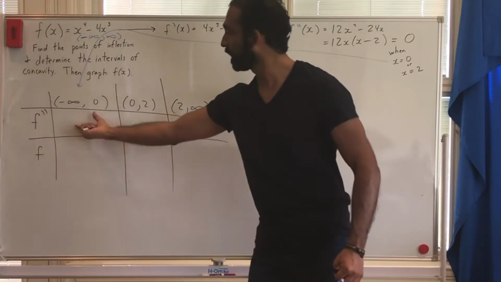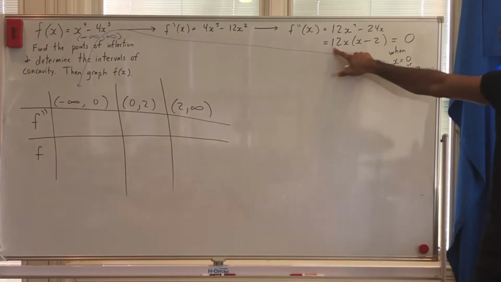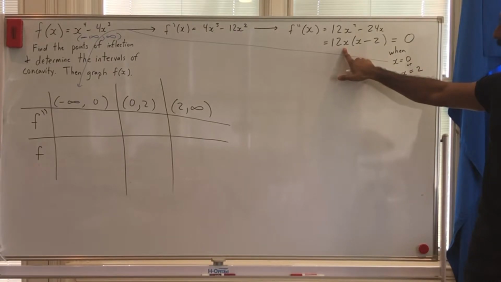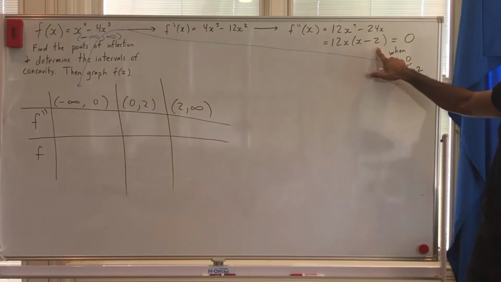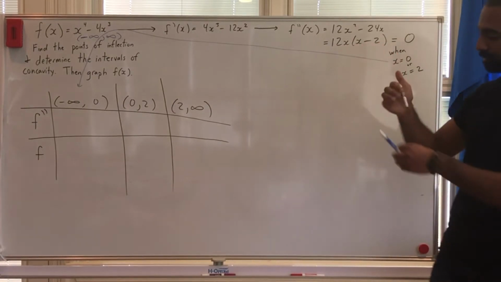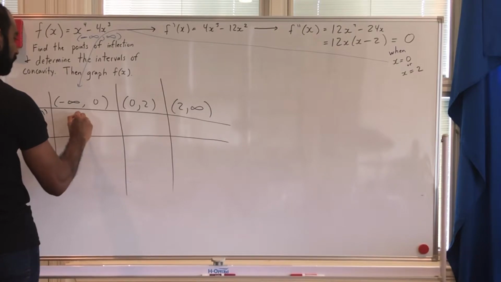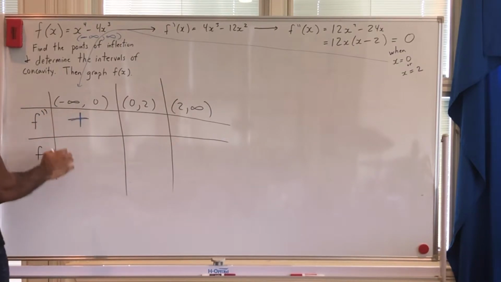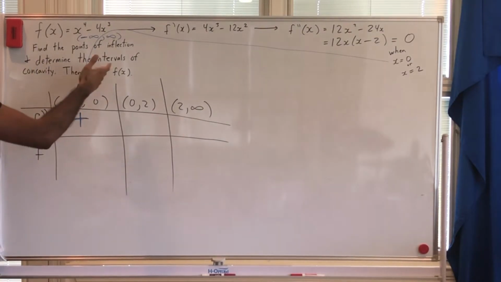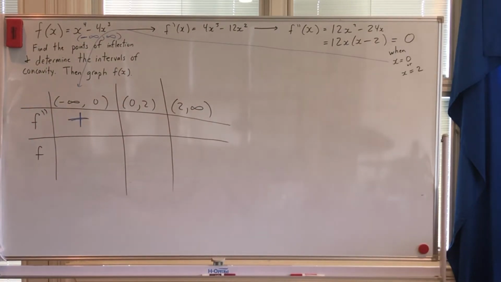So let's say I take negative 10. If I throw it in right here, I get 12 times negative 10, which is negative. Negative 10 minus 2 is negative. A negative times a negative is positive. So f double prime is positive on this piece of the graph. So we test the intervals within the second derivative, not the original function. Right, because we're trying to find the points of inflection and the intervals of concavity. This question's not asking for the intervals of increase or decrease of f. It's asking for the intervals of concavity.